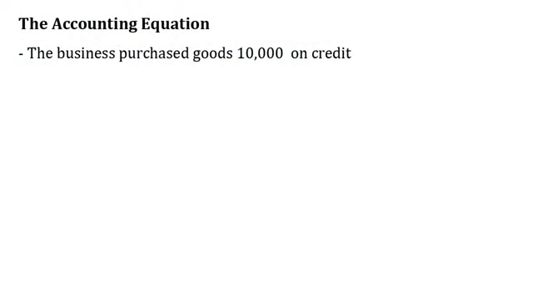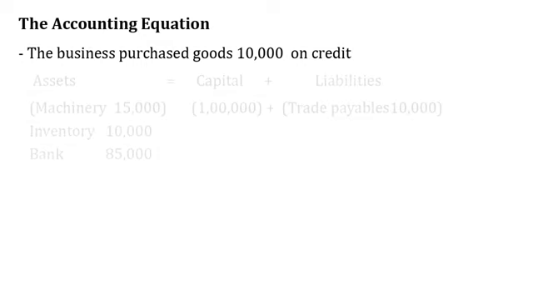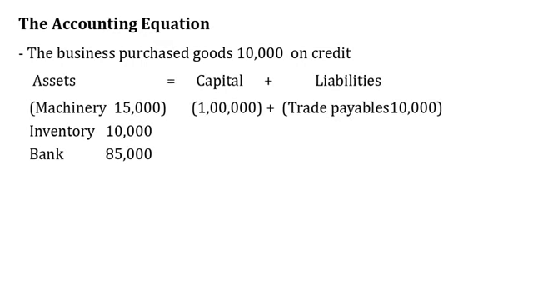Now let us see the third one. The business purchased goods of 10,000 rupees on credit. As you can see over here, the assets of the business have now increased. There are three assets now. Why? Number one, machinery was already there. Bank balance was already there. We have purchased some goods on credit. So there is inflow of goods of 10,000 rupees. As you can see, the machinery is still 15,000. The inventory or the goods is 10,000. And the bank balance is still 85,000.